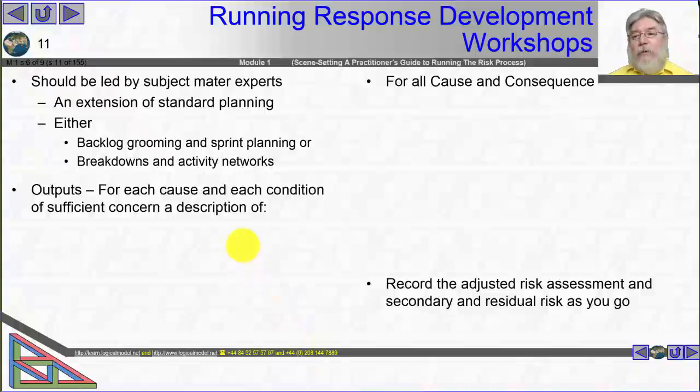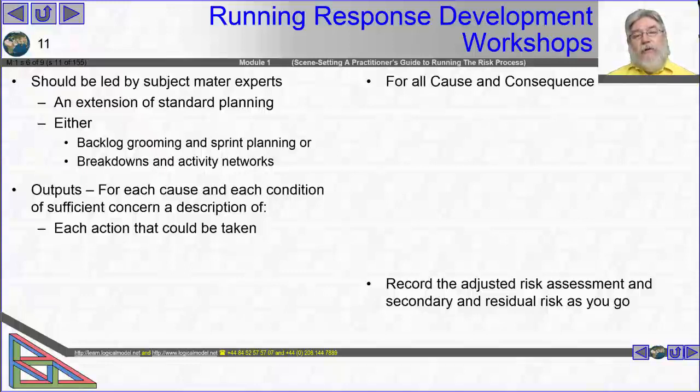Our purpose or our outputs here are to identify all of the causes and what we could do about them, and all of the conditions which lead to a consequence and what we could do about those, so that we have actions that could be taken.